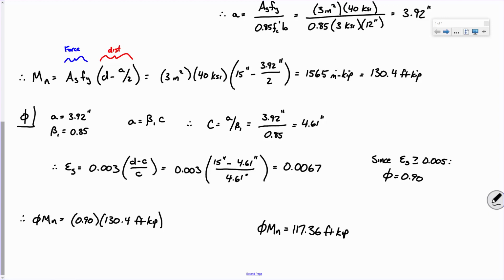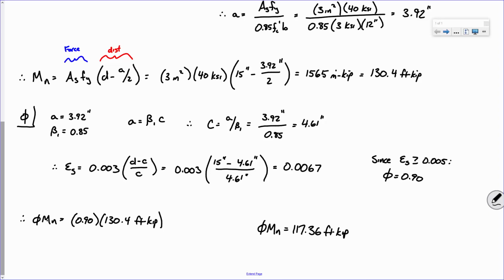All right. Now I want to just take a step back right here. How are we doing so far? So far, so good? Any questions? Anything not remembering? You tell me. Everybody good? Okay. Now, let's go back to the problem definition. What is the problem asking for? It's asking for the maximum allowable live load.